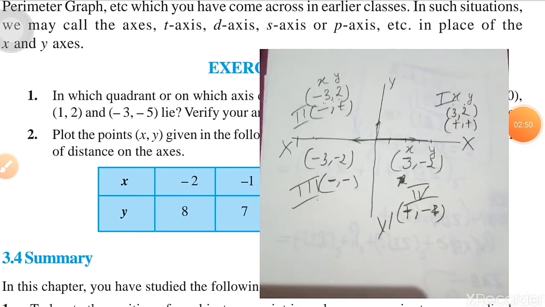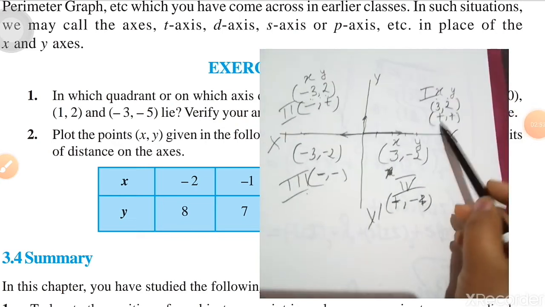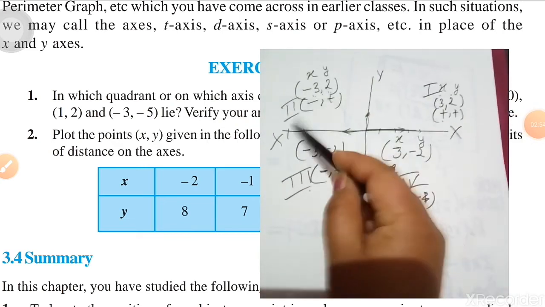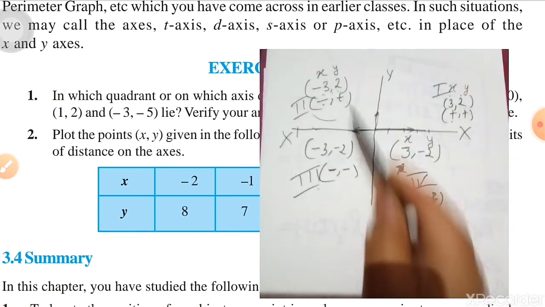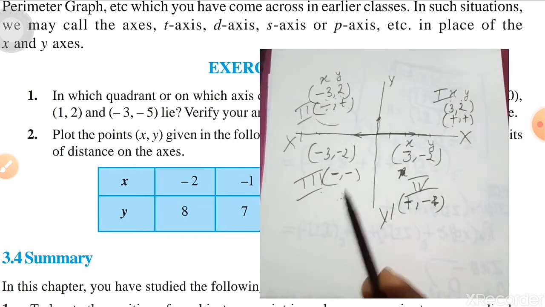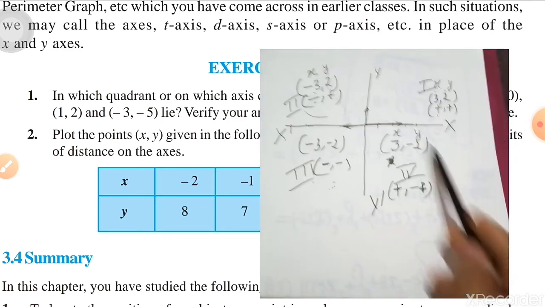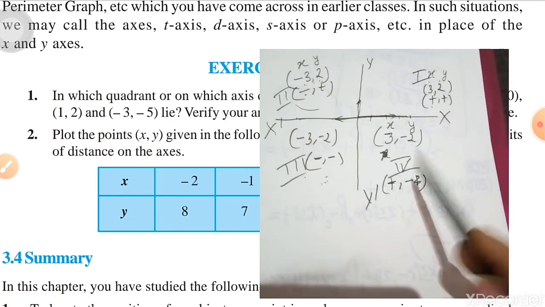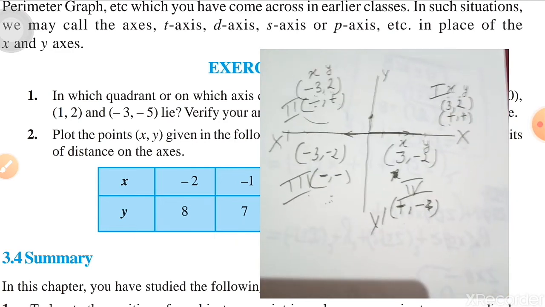So you can see that all the positive type coordinates will lie here, minus-plus type coordinates will lie here, minus-minus type coordinates will lie here, and plus-minus type coordinates will lie in the fourth quadrant. Now move to the question.